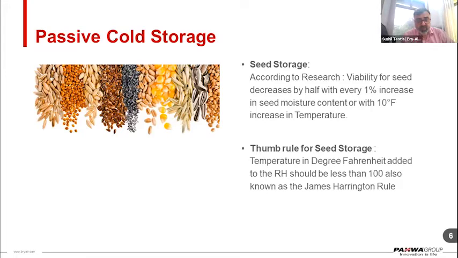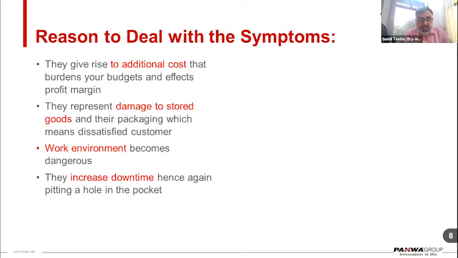So there is a formula of 100 that we generally follow in the seed storage areas. It is the sum total of degrees Fahrenheit and RH. It's a typical formula followed across the industry to maintain the conditions inside the seed storage facilities. And as I shared with you, all these symptoms put an additional cost, damage the goods which we are storing inside the cold storage, create a risk in the work environment, and of course increase the downtime.